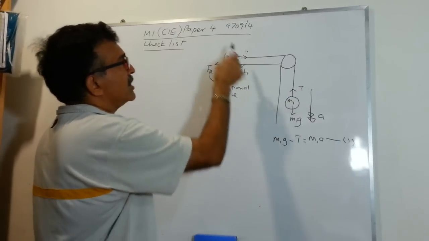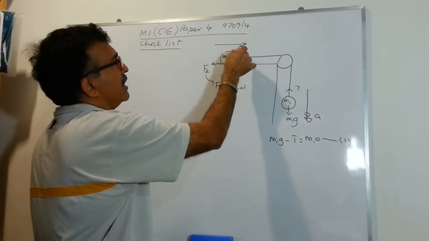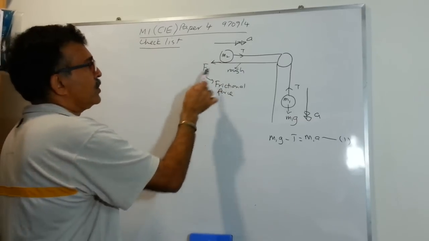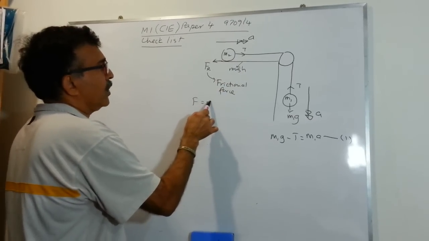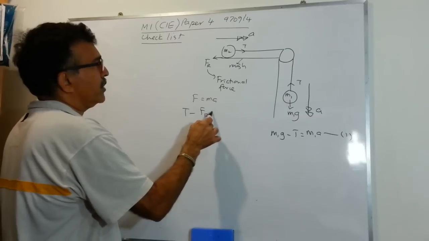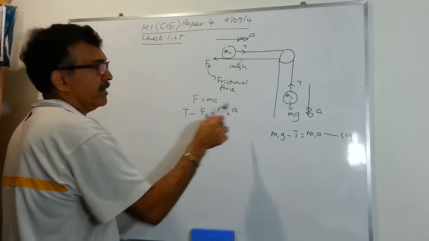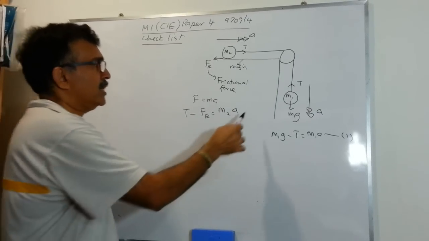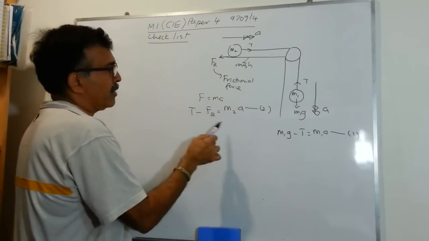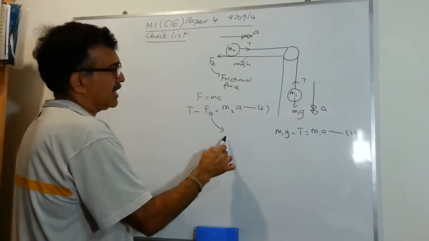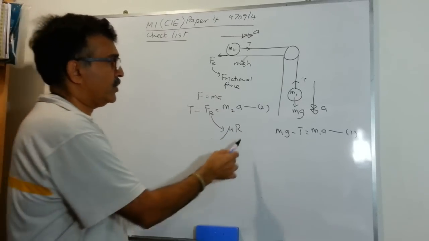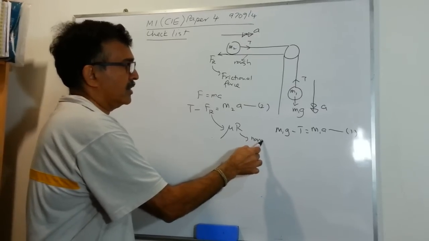So this is moving downwards, so this object here should be moving in this direction, A. Now here we can write, using F equals ma again, for the object on the table: T minus Fr equals m2a. So this will be two equations, and just to remind you, frictional force is given by mu R, where R is your normal reaction.